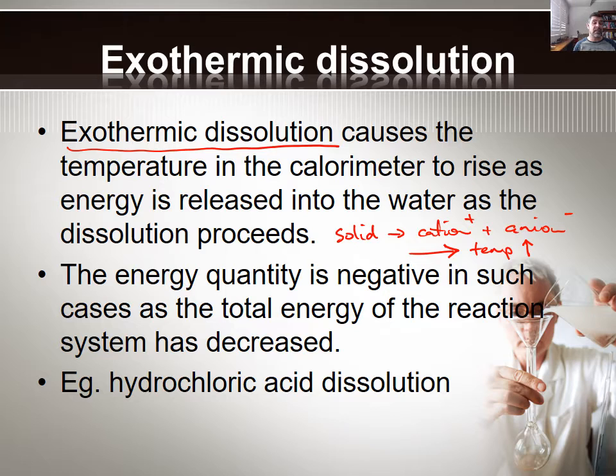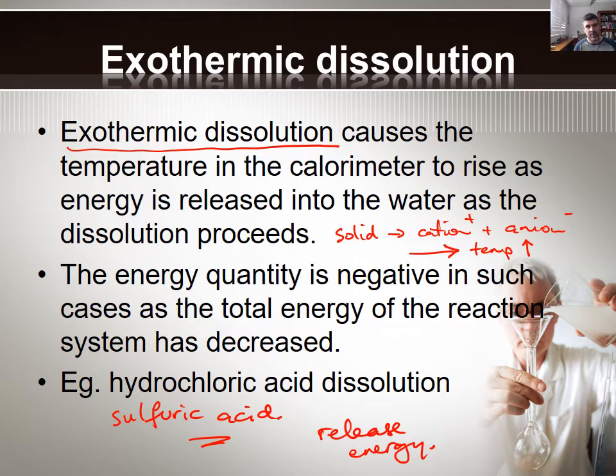The energy quantity is a negative value in such cases as the total energy of the system as a whole has decreased. When hydrochloric acid is mixed with water, particularly something like sulfuric acid as well, it is a very exothermic dissolution. When they're mixed with water, they release energy. They release heat. And as a result, the temperature of the containers rises. And if we were measuring these in a calorimeter, we would see the temperature rise. We could measure that as a negative delta H value.